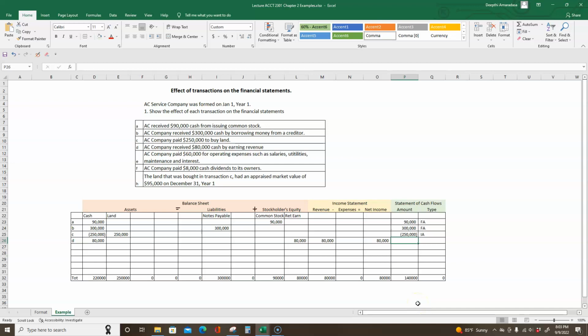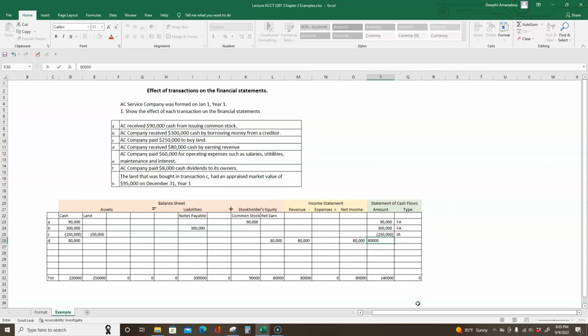Did we have any cash effect for this transaction? Yes, we did. We had $80,000 cash inflows, so that's going to be a positive $80,000 of cash coming in. What type of activity? This is what a business does day to day, so I'm going to say that would be an operating activity because day-to-day activities are considered operating activities.